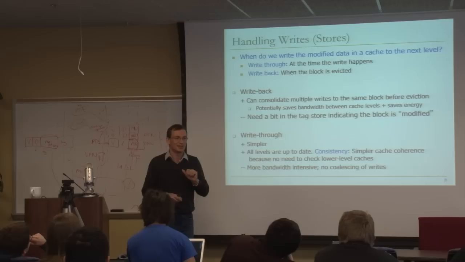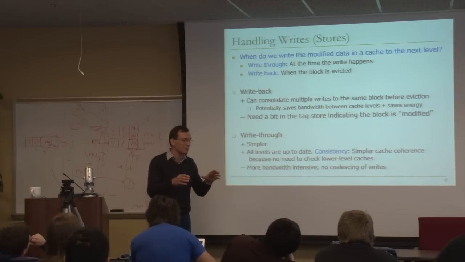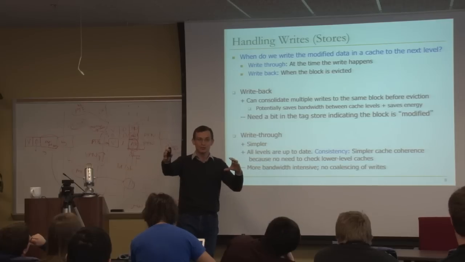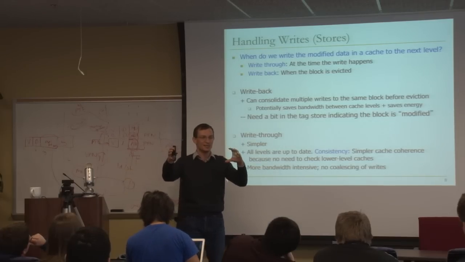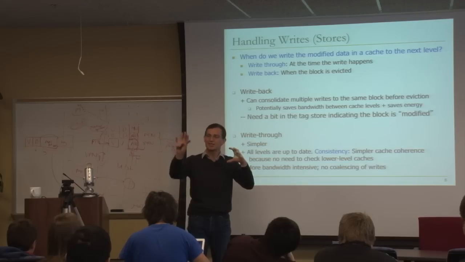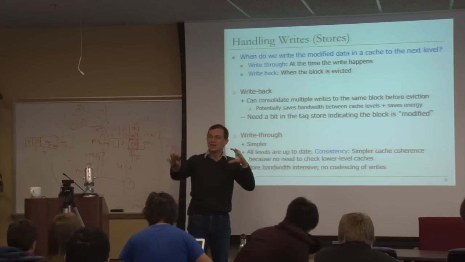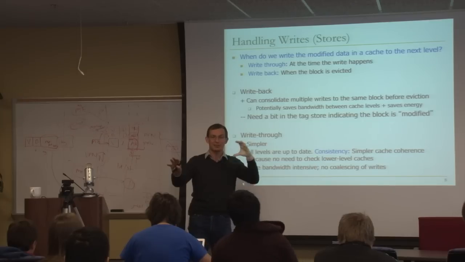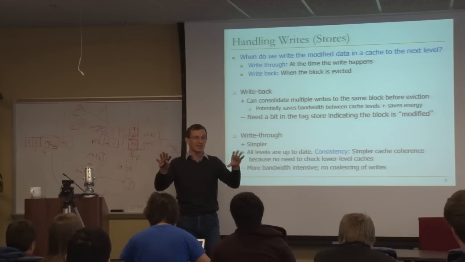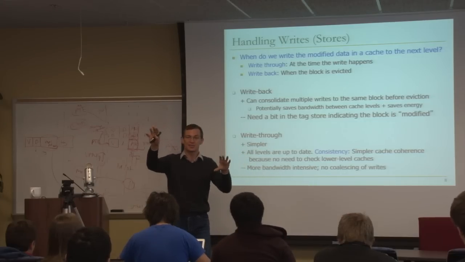Now you can have simpler cache coherence because you do not need to check lower level caches. Cache coherence is a problem that whenever one processor writes to a cache and another processor has the same data cached in its own cache, if you have multiprocessors, now you have inconsistent data in different caches for the same block. And this other processor that has cached that block in its own cache should get the correct data. And modern processors have coherence mechanisms to ensure that that processor actually gets the correct data.